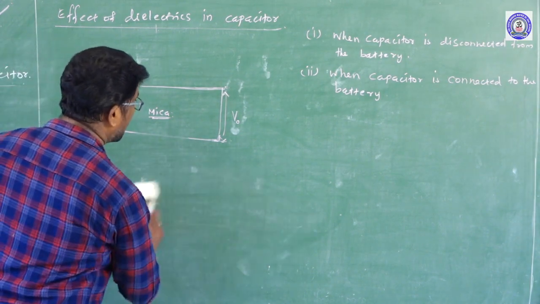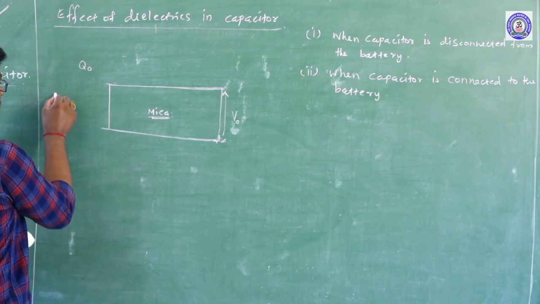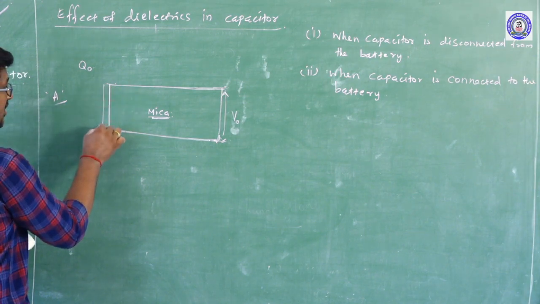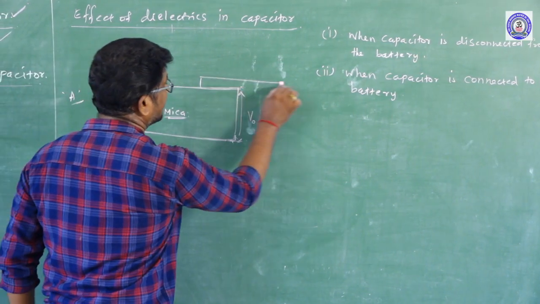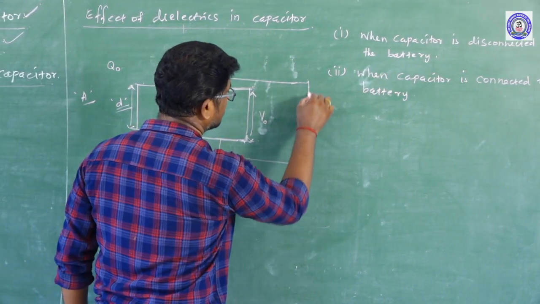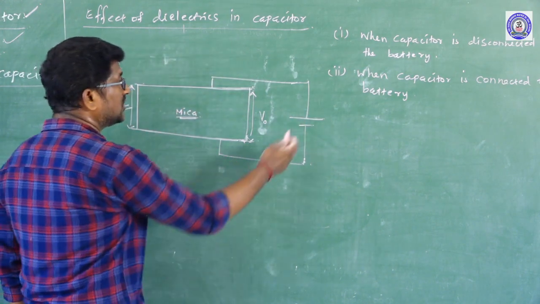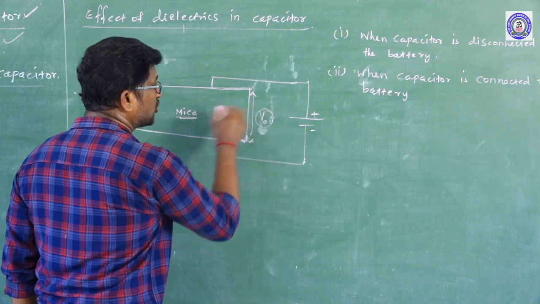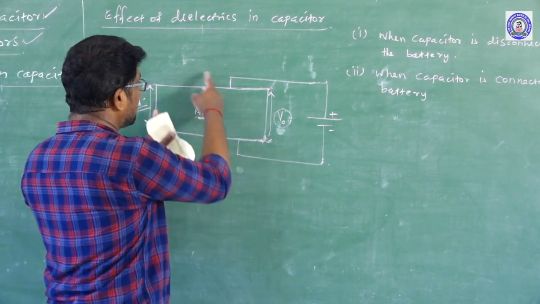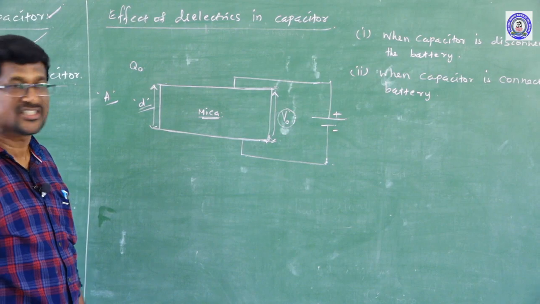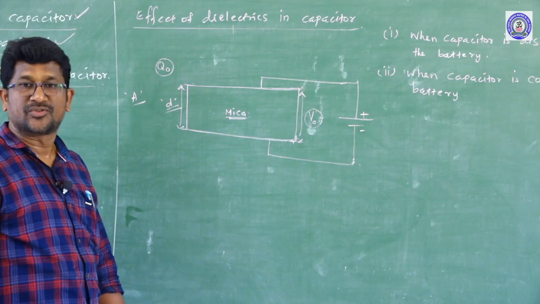So, here this is a parallel plate capacitor. The area of each plate of the capacitor is A, and the separation between the plates of the capacitor is D. Now, this capacitor is connected to a battery like this, right. So, this battery provides a potential difference of V naught. Because of this potential difference, the capacitor gets charged. Suppose let Q naught be the amount of charge in the capacitor.